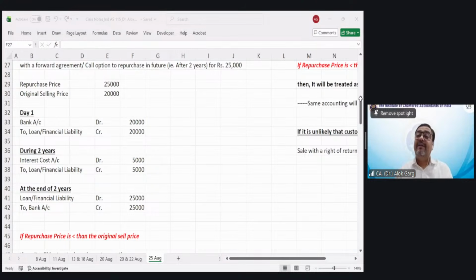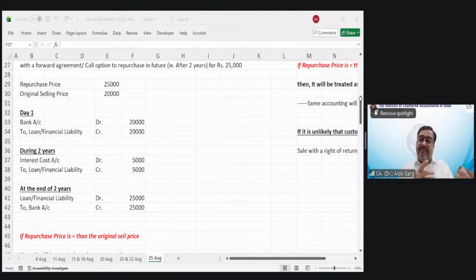So I have given my mobile phone to Rohan, right? Rohan has given me 20,000 rupees. Original selling price is 20,000 rupees. Now, after 2 years, Rohan will return my mobile phone and I will pay him 18,000 rupees. So I have collected 20,000, but I'll pay him 18,000.